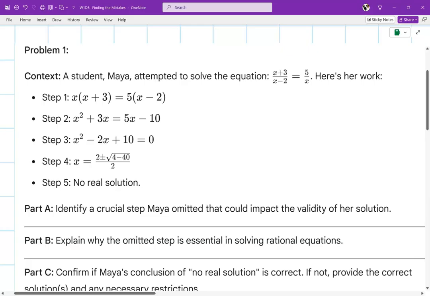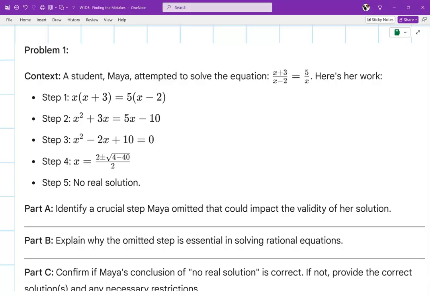It says a student, Maya, attempted to solve this equation: x plus 3 over x minus 2 equals 5 over x. Here's her work. Now, I want you guys to notice that's a proportion, right? Remember the first day that we did a review, it was on proportions. There's a reason why I pick proportions, because they come out a lot.